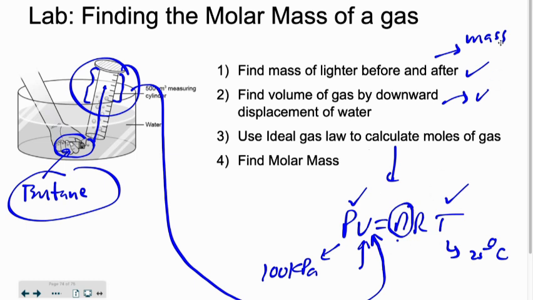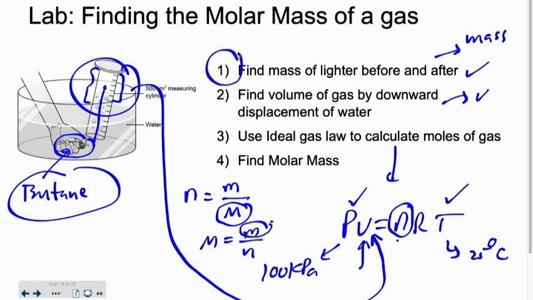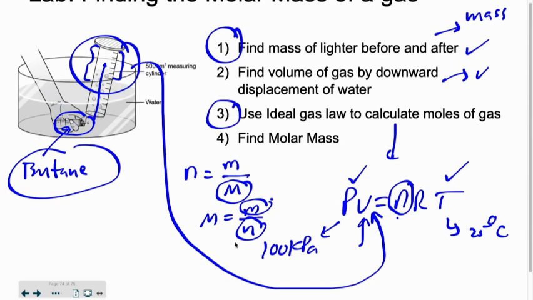Once I have the moles and the mass, I can find the molar mass. How? If you recall, moles is mass divided by molar mass. Well, molar mass is mass divided by number of moles. This mass here is what we determined in step 1. Moles is what we determined in step 3. Once you do that, you have now found the molar mass of your gas.